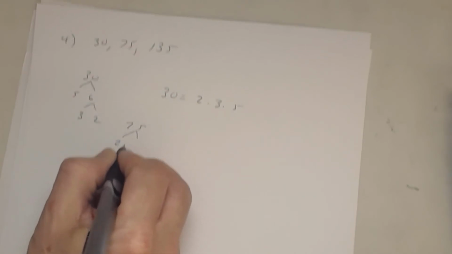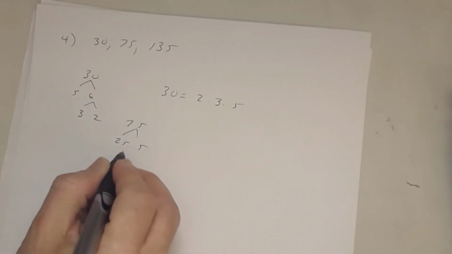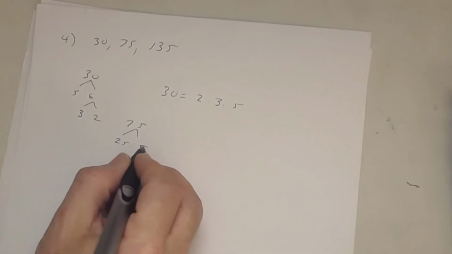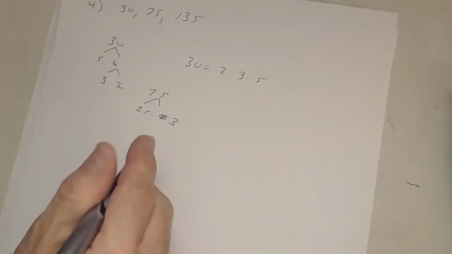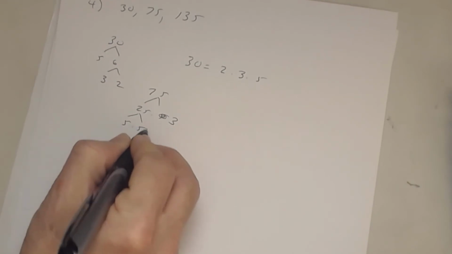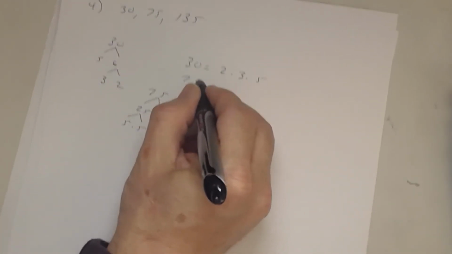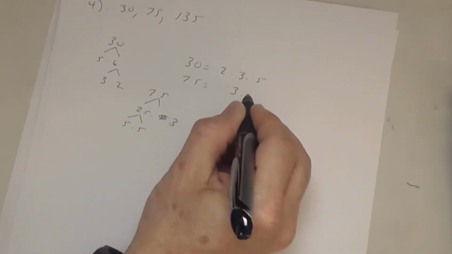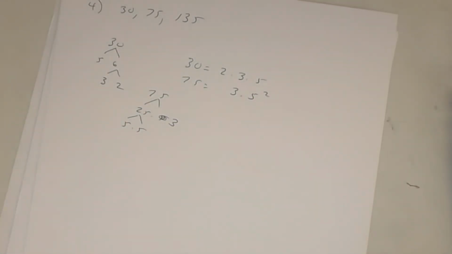75, let's do the factor tree for that one. 75 is 25 times 3, excuse me. 25 is 5 times 5, and so the prime factorization for 75 will be 3 times 5 squared. And notice I'm aligning my common prime numbers. See what I did?